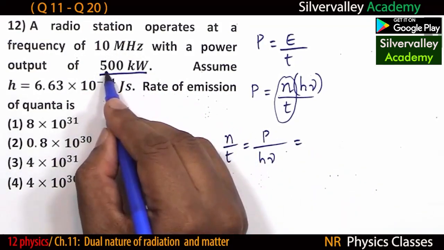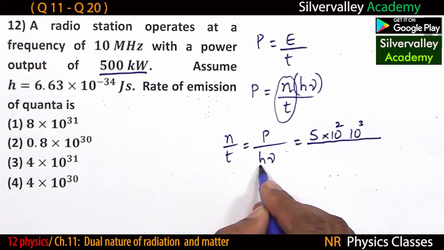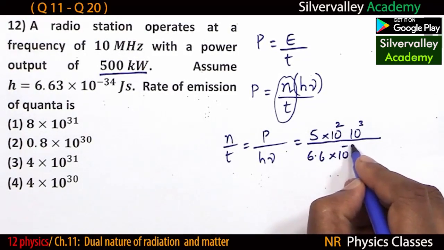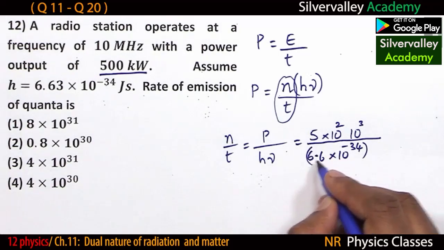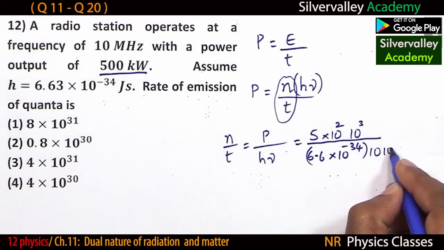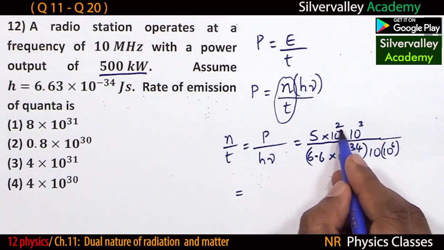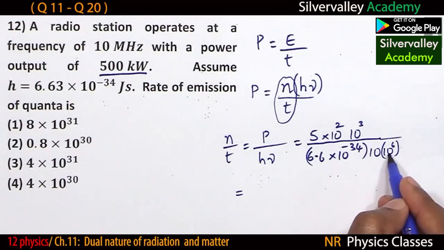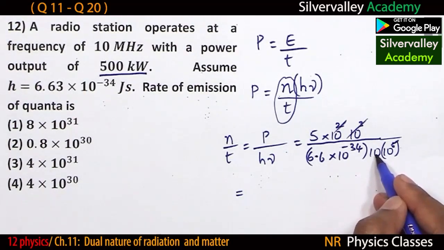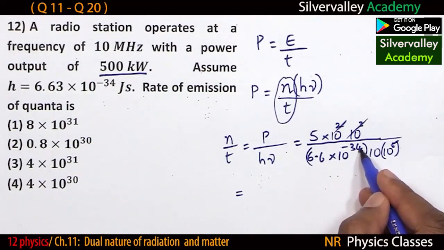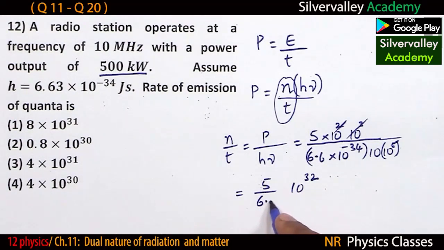P is power, 500 kilowatt. 500 kilo divided by h, 6.63 into 10 power minus 34. In multiple choice questions, 6.6 is enough. Frequency is 10 megahertz. 10 mega is 10 power 6. Observe, numerator is 10 power 5, denominator is 10 power 6, 10 power 5 by 10 power 6 is 10 power minus 1, times 10 power minus 34 gives 10 power minus 32... This goes to numerator, 10 power 32, 5 by 6.6.